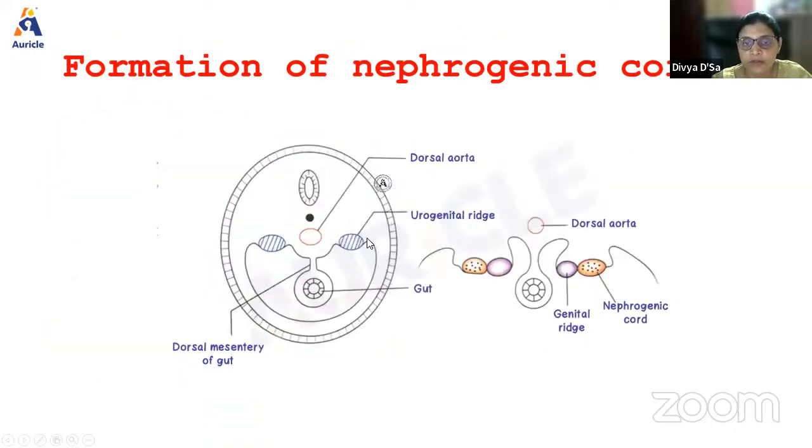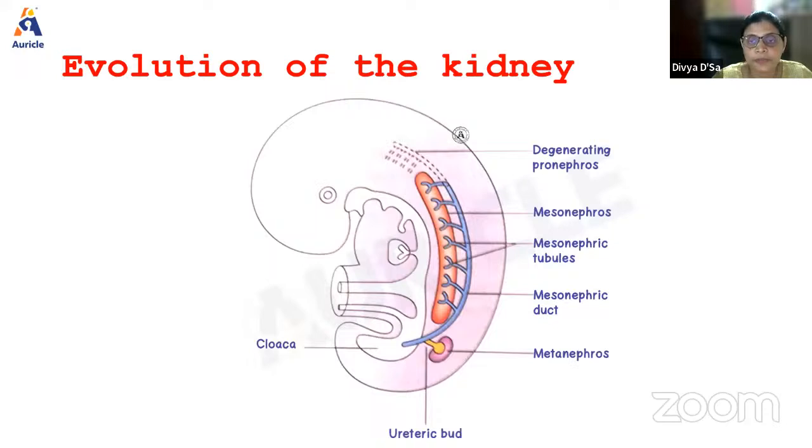Now the first step in the formation of this kidney is formation of the urogenital ridge. This is formed from the intermediate mesoderm. This urogenital ridge will differentiate into 2 areas. The medial part will form the genital ridge from which the gonads will be developed, whereas the lateral part will form the nephrogenic cord from which the kidneys, the urinary system, will be developed.